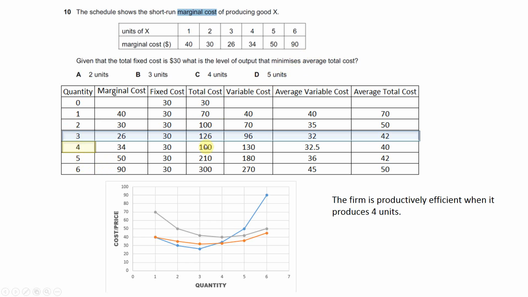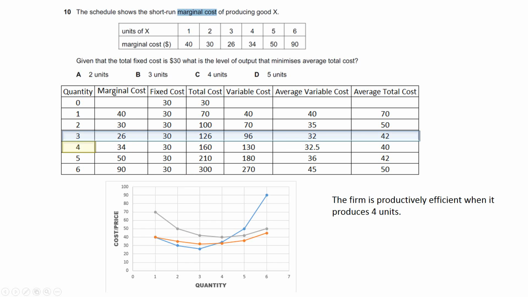So in this question, the firm may choose to produce 4 if they're trying to minimize average total cost. This is an important quantity for the firm because it means they are productively efficient. The firm is productively efficient when it produces 4 units. Okay, but the supply curve is defined as when the price in terms of cost is equal to the minimum cost here. So that would be 32, and so that means these quantities: 26, 34, 50, and 90.